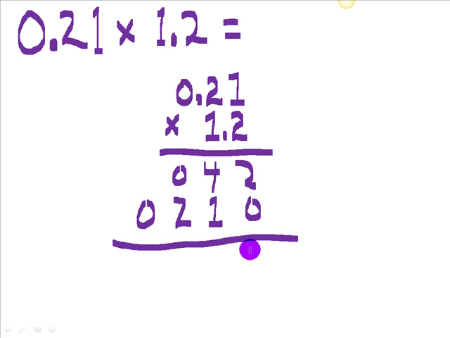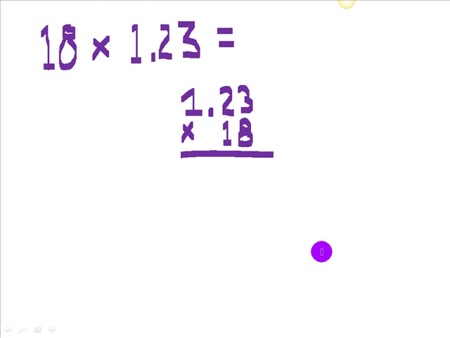So then I can add this up. This is an addition. I have 2. I have 2. I have 5. And I have 2. And a 0. Then I have 1, 2, 3 numbers that are to the right of the decimal. So I have 1, 2, 3, and I place my decimal. So 0.21 times 1.2 is 0.252.